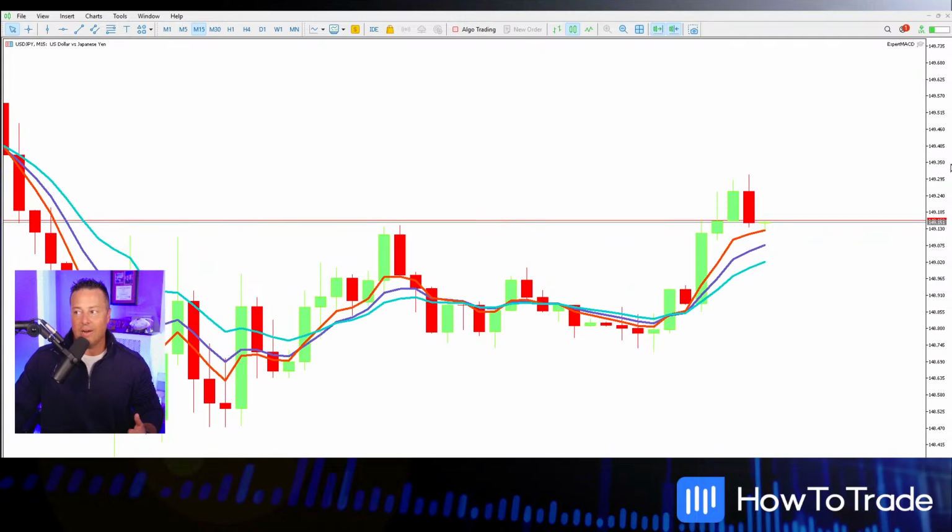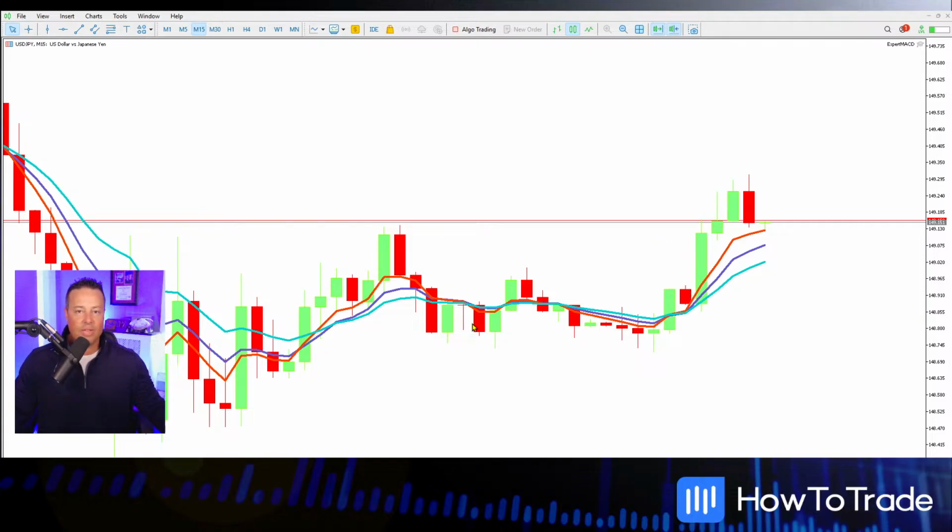Now, the whole idea here is so we can easily discern where the crossovers are. So I typically like to go with red for my 5. All right, so when my 5 crosses over the 8, I'm watching the red the entire time, and then we're watching price. So right here would have been your crossover. The 5 crosses over the 8, and that would have been your entry point right here on this U.S. dollar Japanese yen chart, 15-minute.